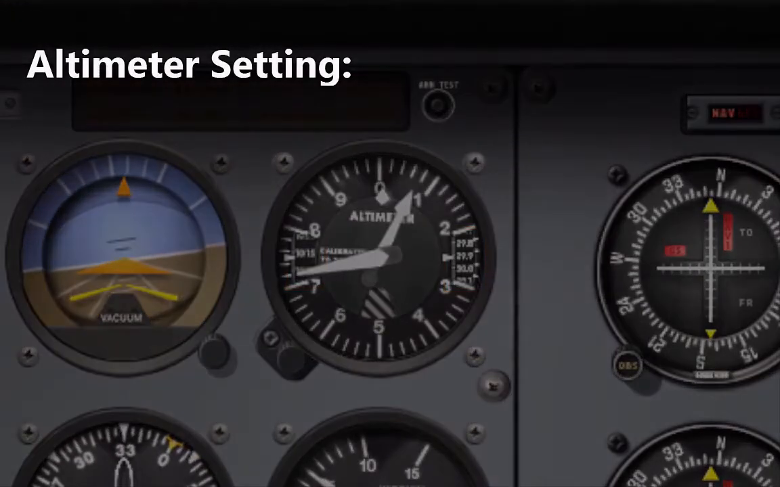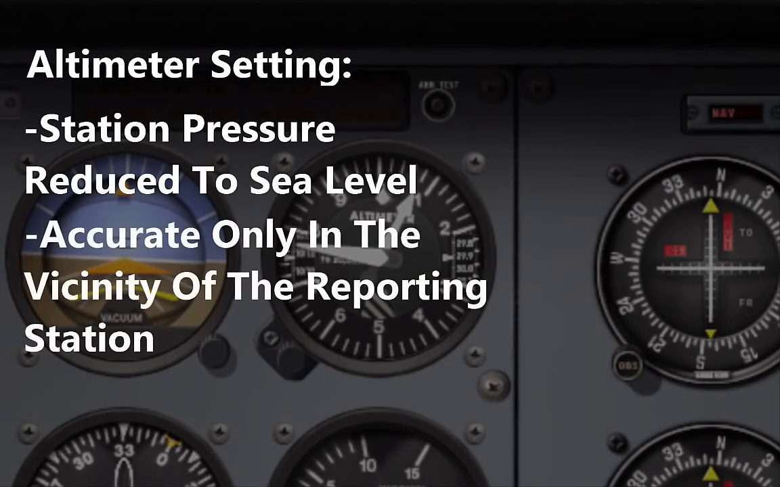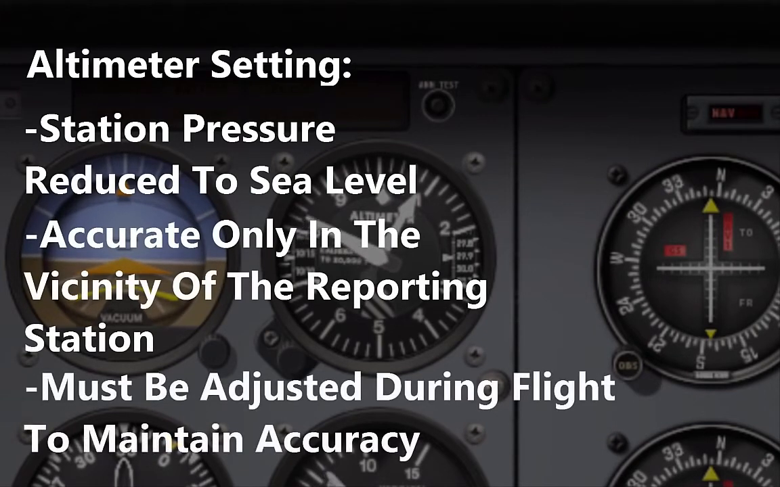Altimeter setting is defined as station pressure reduced to sea level, but an altimeter setting is accurate only in the vicinity of the reporting station. Therefore, the altimeter must be adjusted as the flight progresses from one station to the next.